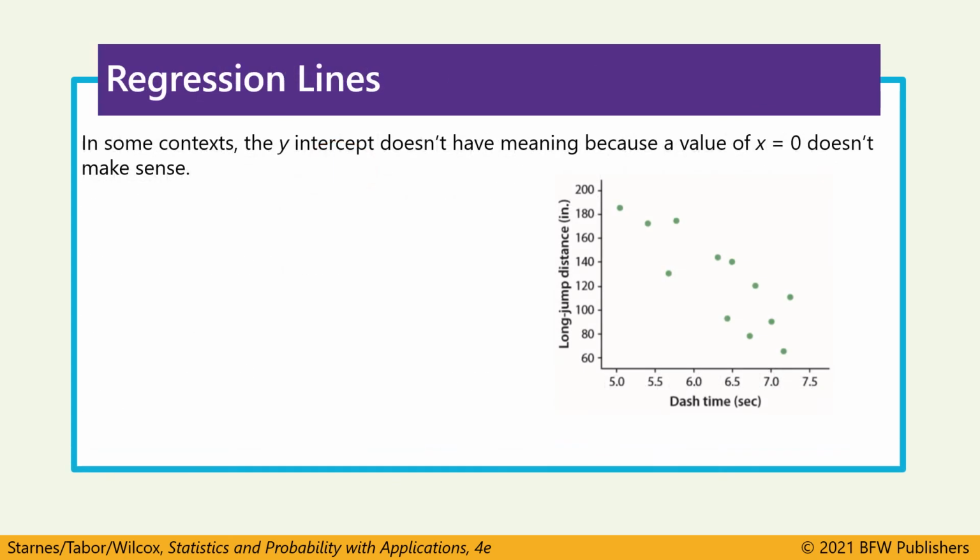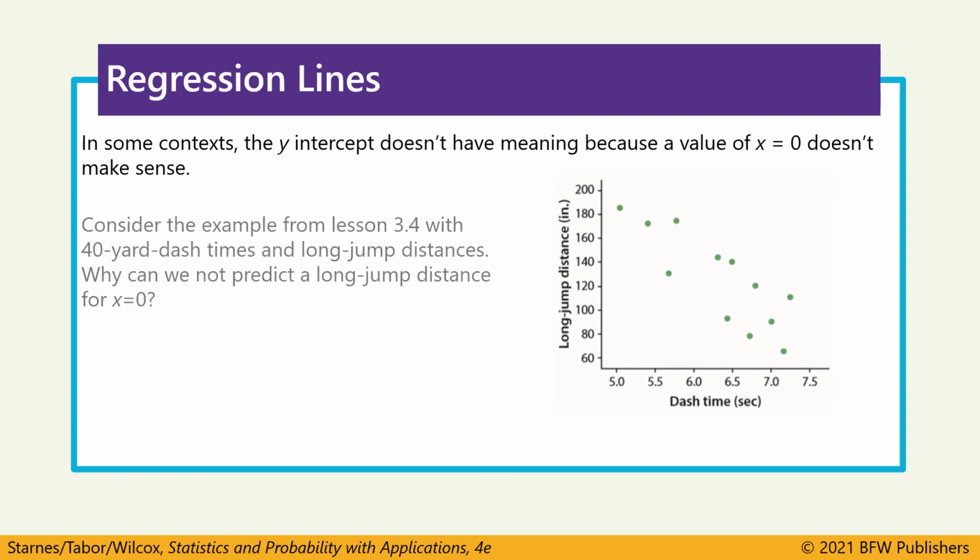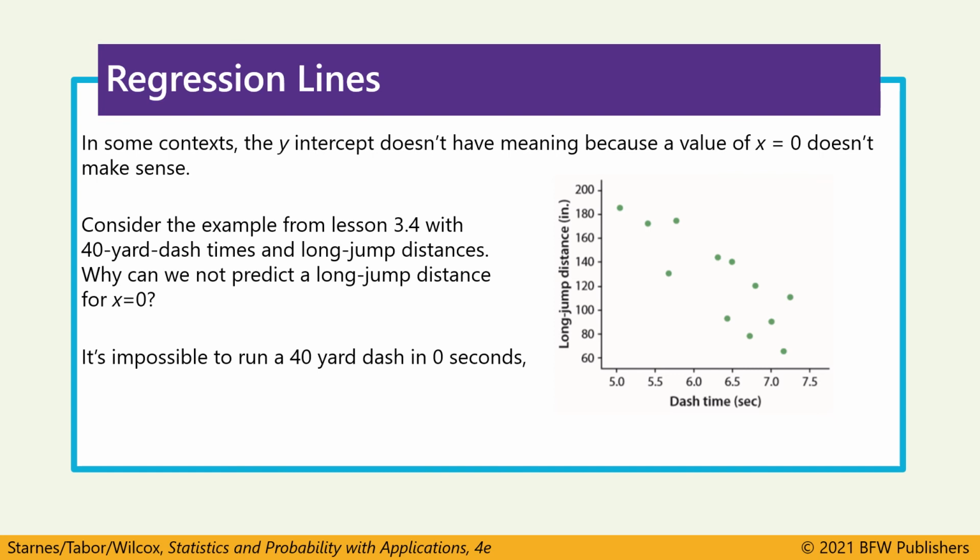And just to close things out, sometimes the y-intercept isn't going to have a real world meaning because plugging in a value of 0 for x doesn't really make sense. So let's go back to this scatter plot of dash times versus long jump distance. The dash times are the times it takes to run a 40-yard dash. If we were to interpret a y-intercept for this graph, it would mean plugging in 0 for the dash time. So in other words, someone running a 40-yard dash in 0 seconds. Obviously, that's not possible. So a prediction based on that value is really not a logical one.